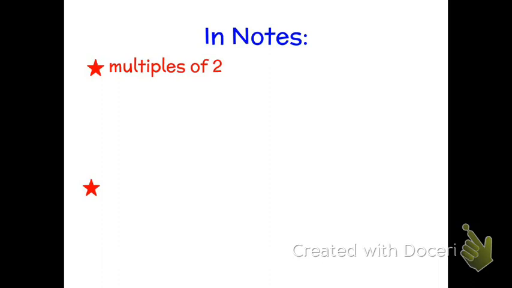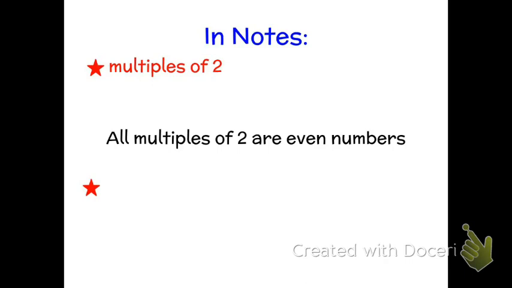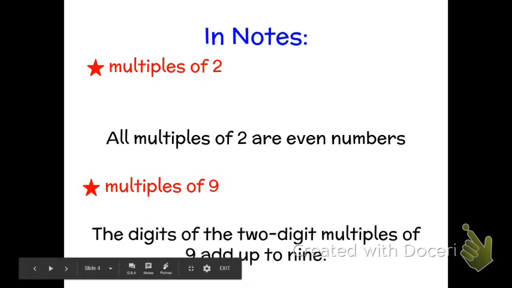Another multiple that has a pattern is multiples of 2. All multiples of 2 are even numbers. So examples, if I did multiples of 2, would be 2, 4, 6, 8, 10, 12. All multiples of 2 are always even numbers. That is a pattern that will always apply.